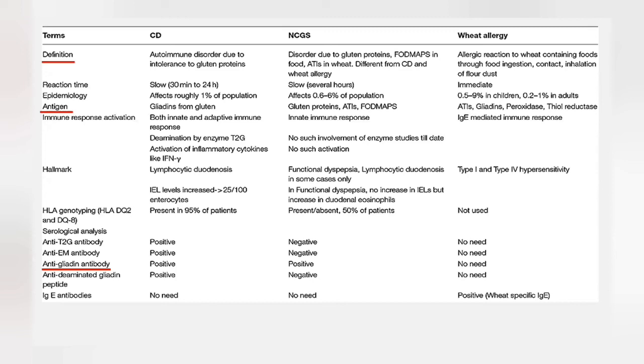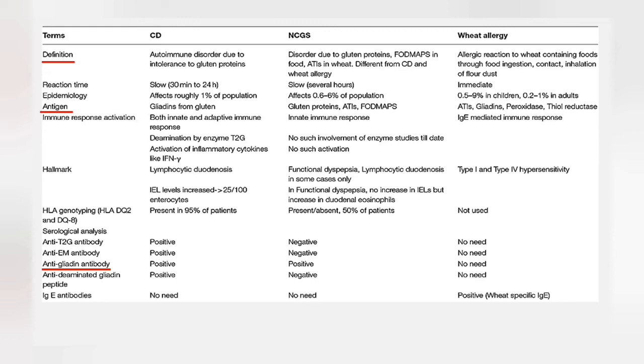A few pointers towards diagnosis are, as you all know, in allergy the symptoms usually occur immediately. It is an IgE-mediated immune response. And it is not dose dependent. So even very small doses of food can cause anaphylactic reactions in susceptible individuals. In celiac disease, like I said, the reaction time is slow, usually 30 minutes to 24 hours. And here the serology and the biopsy help us in diagnosis. So here the diagnosis is not really a challenge.